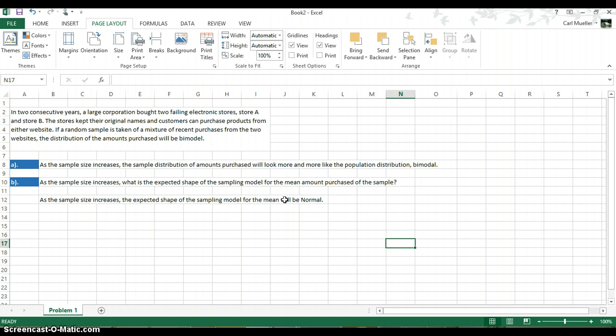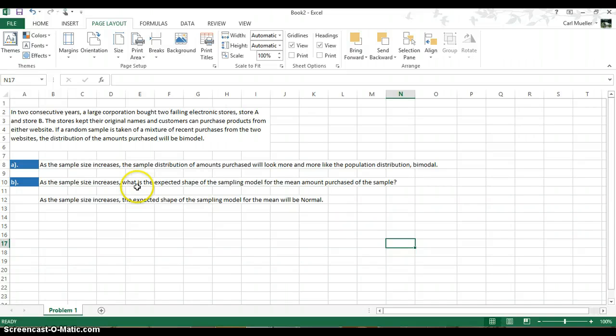As the sample size increases, what is the expected shape of the sampling model for the mean amount purchased of the sample? So naturally, the key phrase here is as sample size increases. So as your sample size increases, you are more likely to reflect your population distribution. It's natural. The fewer samples that you have, the smaller the sample size, the less likely it is to indicate the distribution of the population itself. So the more you increase the sample size, the more likely you are to actually be reflective of the population that you're analyzing, either in this example or just broadly. So it's kind of a general rule to apply.